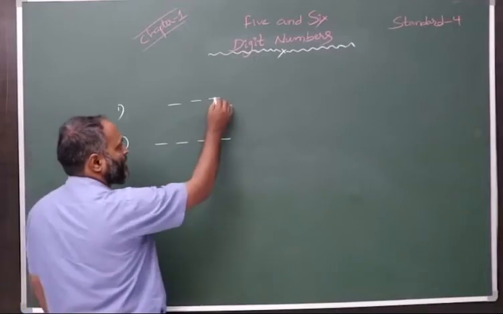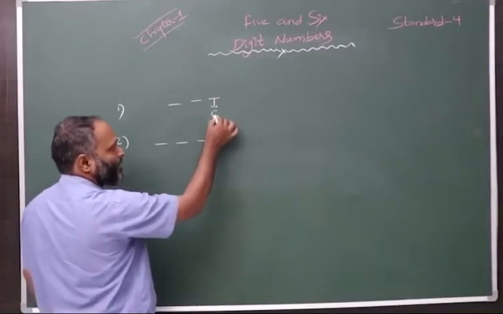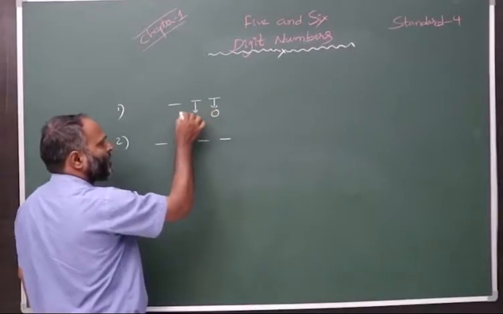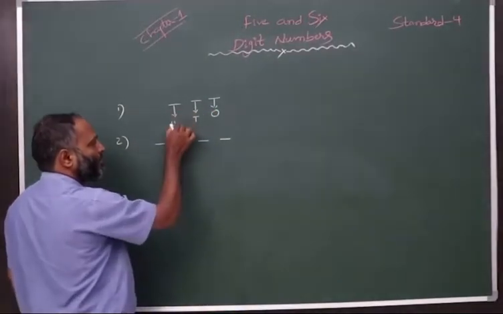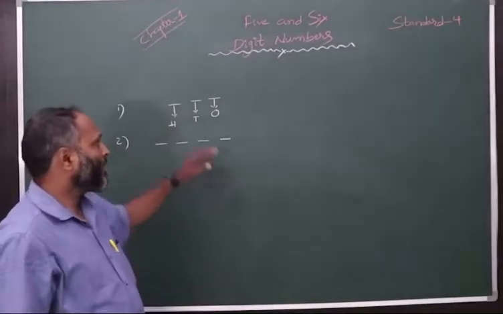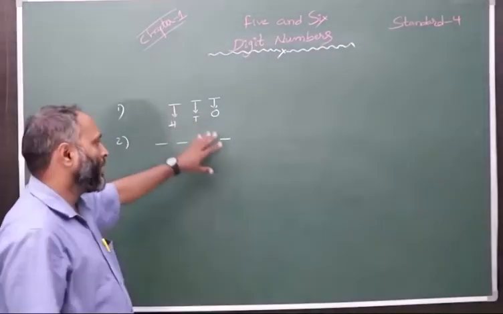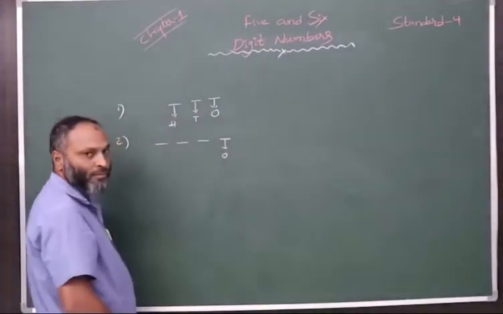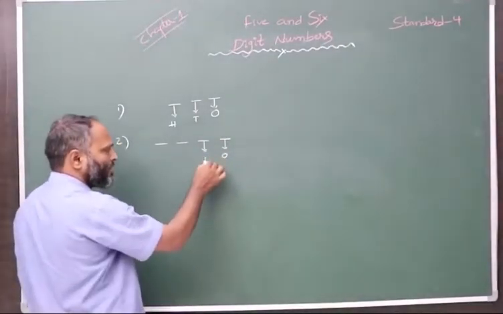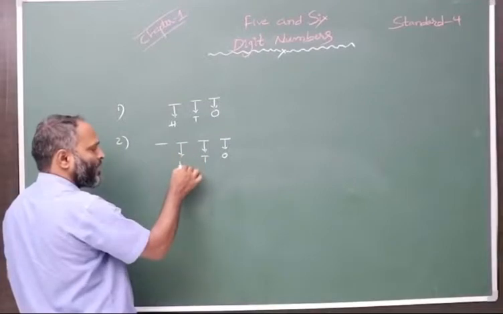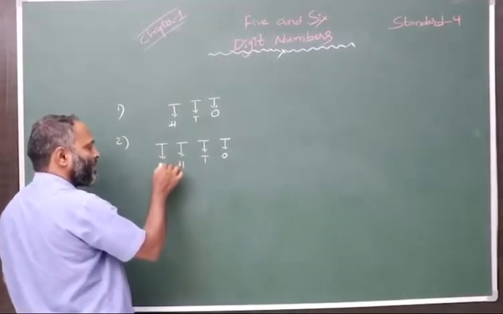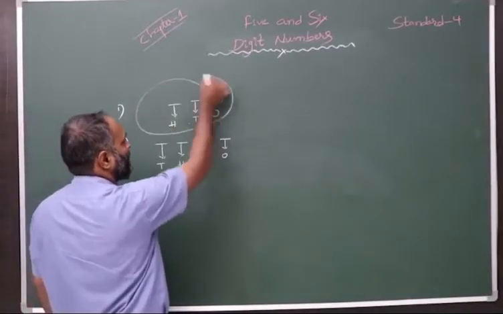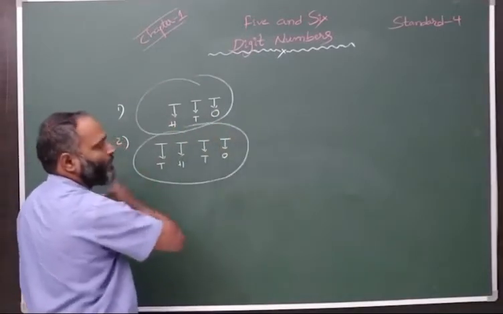So what is the place value of this? This is ones, this is tens, this is hundreds. These are the place values of a 3 digit number, and this is a 4 digit number. In a 4 digit number, this is ones place, this is tens place, this is hundreds place, and this is thousands place. So this is the 3 digit number and this is the 4 digit number.